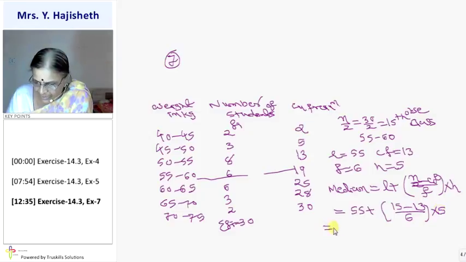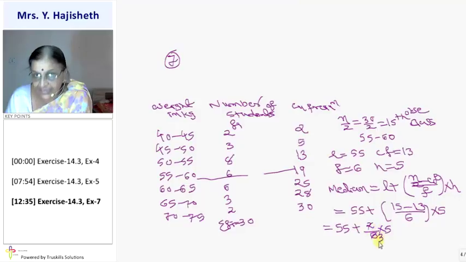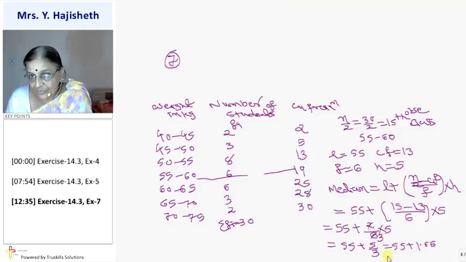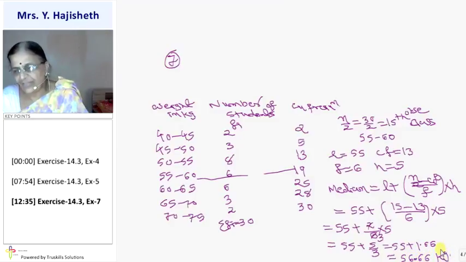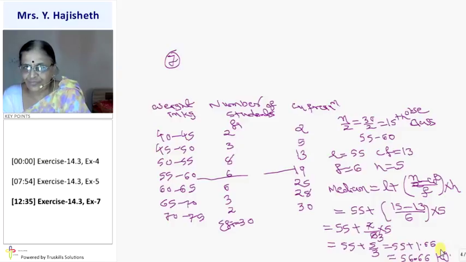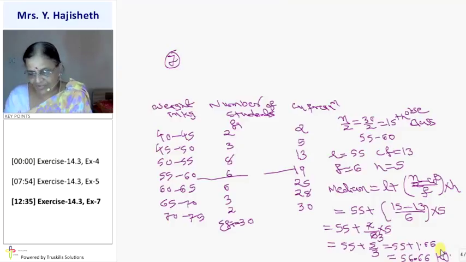So it is 55 plus 15 minus 13, which is 2, upon 6, into 5. 2 threes are 6, so it is 55 plus 5 by 3. That is 55 plus 1.66, and that is 56.66 kg. This is the average weight, the median weight of the data. Okay, it is called the average.